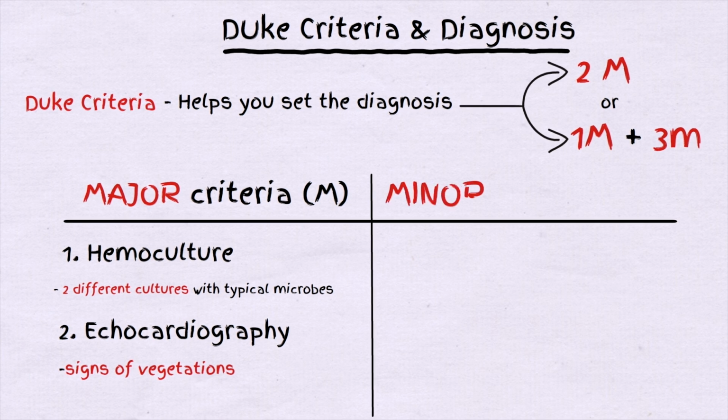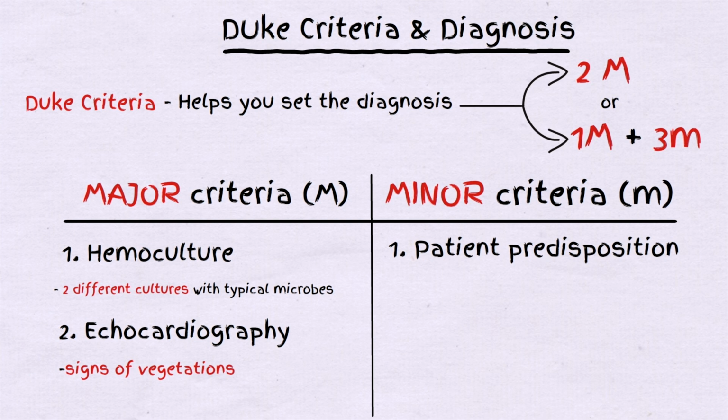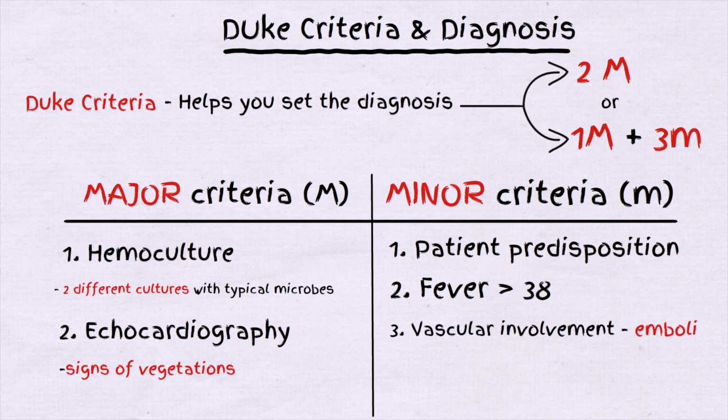Nevertheless, as I told you, there are 4 minor criteria that you should know about. The patient predisposition. For instance, it is important if the patient has a heart condition that can promote the growth of a microorganism, or if he is a former intravenous drug user. Fever over 38 degrees, especially if it lasts for a long time. Signs of vascular involvement, related to an embolus. Immunological features, such as Osler nodes, Roth spots or glomerulonephritis.